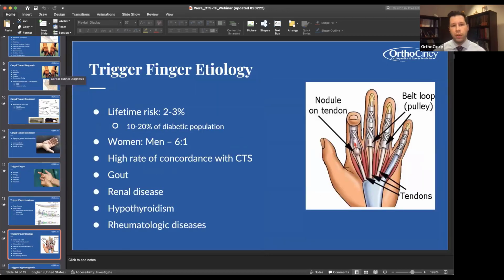So what causes trigger finger? Well, it's one of the most common things we see. The general population has a 2 to 3% risk over the course of the lifetime of having at least one trigger finger. If you're diabetic, you have an even higher risk of this, and that's 10 to 20% of the diabetic population who will experience trigger finger. Women are 6 times more likely than men. It's also very, very common to see both trigger finger and carpal tunnel syndrome together, and a lot of times we take care of both of those at the same time, actually. Gout can be associated with trigger finger. Any kind of deposition of crystals or gouty crystals into the tendon can cause it. Renal disease, hypothyroidism, and then again, rheumatologic diseases as well too.